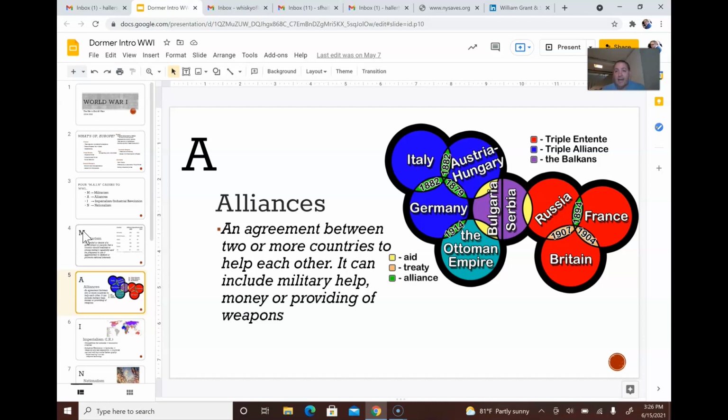Basically, if one is attacked, the others will be drawn in as well. So that when Serbia, who is aligned with Russia, gets provoked by Austria-Hungary, Russia will come in to defend Serbia, but France and Britain will also be brought in for Serbia.